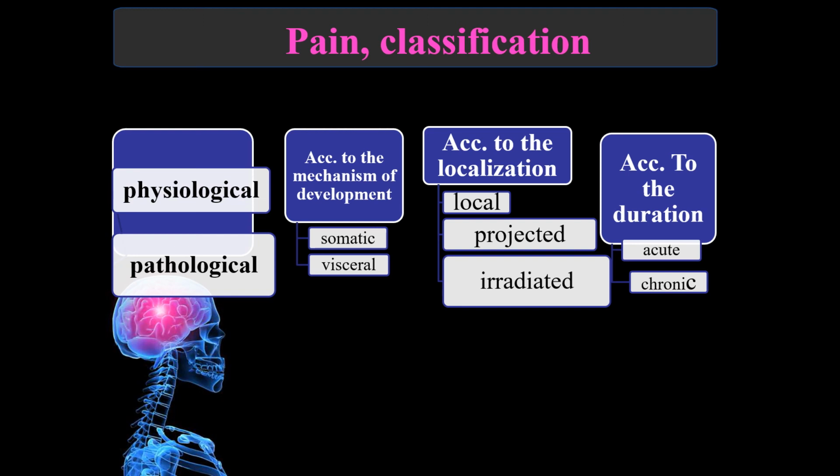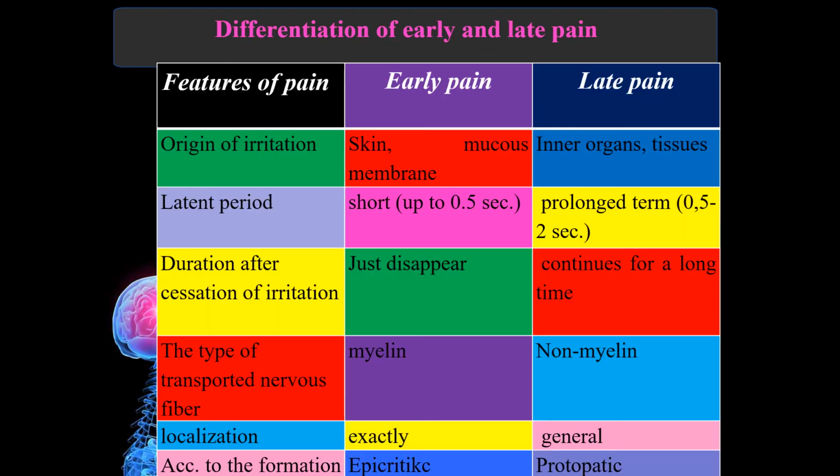According to the development mechanism, somatic and visceral pains are distinguished. Somatic pains are superficial and may be deep. Somatic superficial pains are those felt on the skin. The next slide will demonstrate the differentiation of these types of pains. Now the table demonstrates the differentiation of early and late pain.